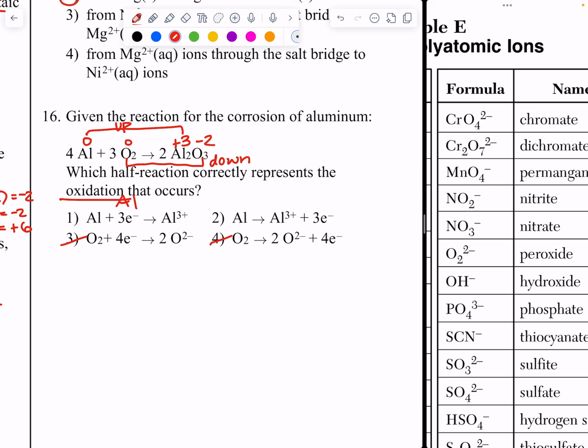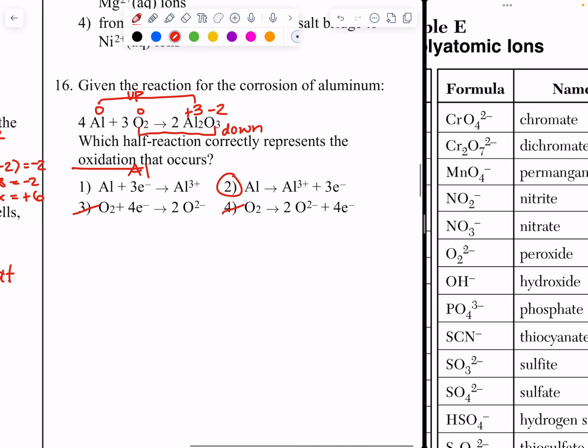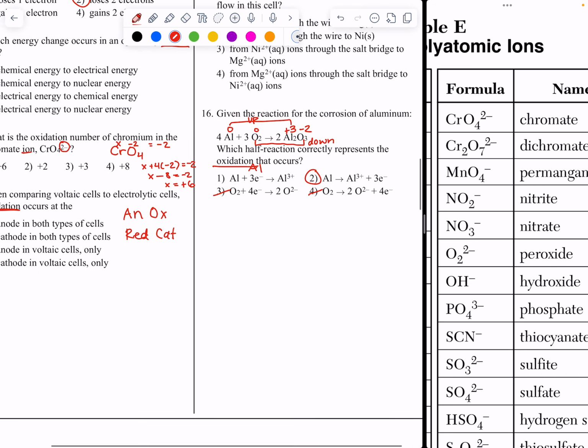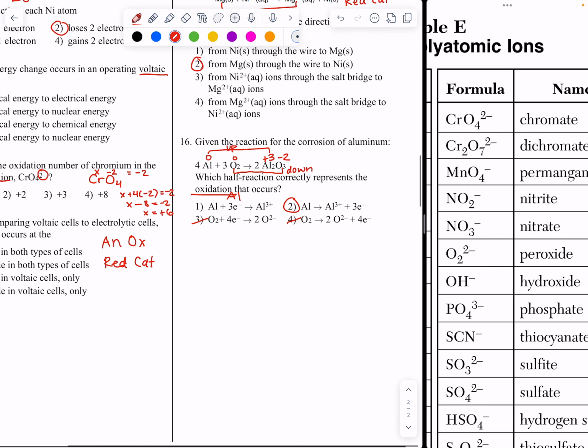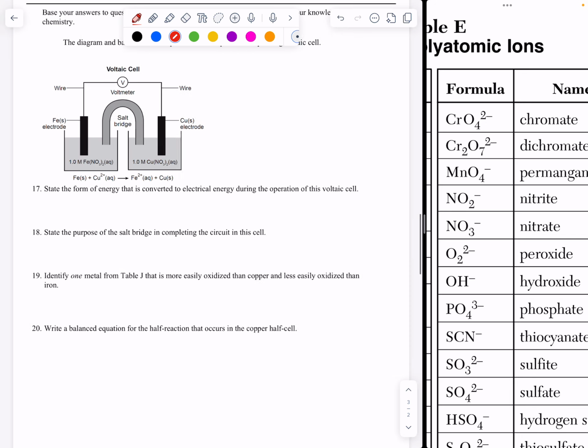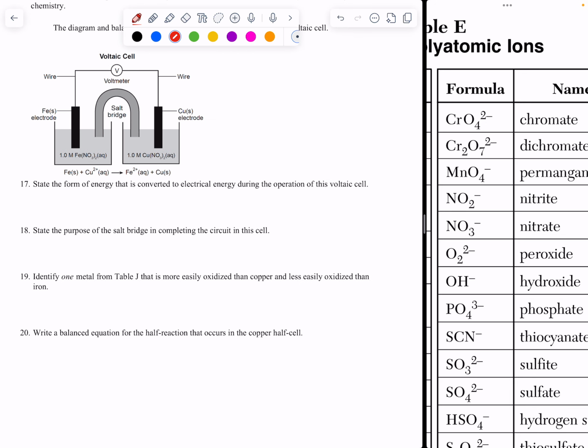And oxidation means losing electrons. Electrons are a product. They're being lost. Just like energy is being lost in an exothermic reaction, or it's being released on the product side. Same thing going on here. All right, end of multiple choice. Now we're on to the part 2 questions.